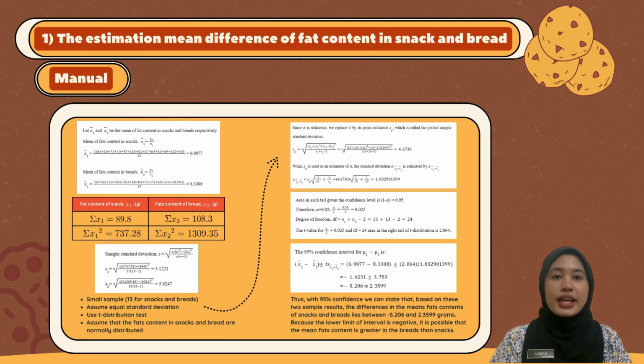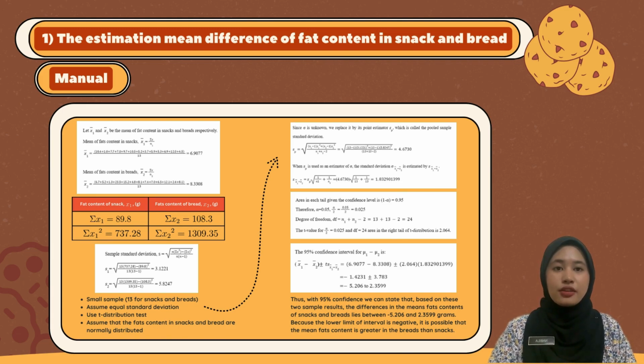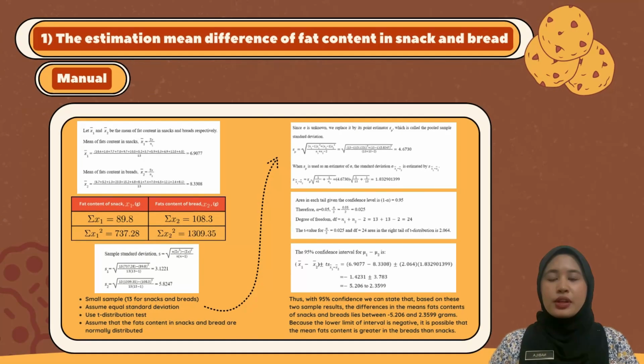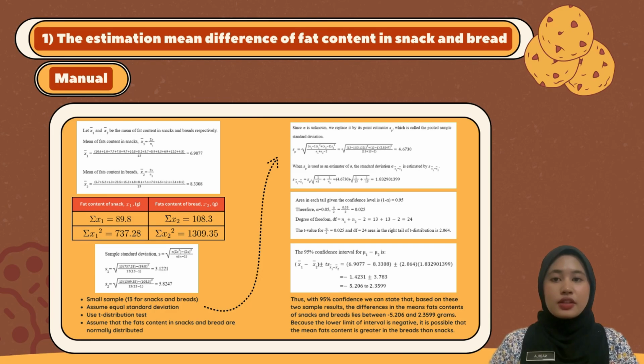Since the samples of bread and snack are small, which is both 13 for each of the categories, then we will use t-distribution test. Also, we assume that the standard deviation for snack and bread are equal, and we assume that the fat content in snack and bread are normally distributed. Since the standard deviation is unknown, then we replace it by the pooled sample standard deviation. Then we get 4.6730. Next, we will calculate the estimator of standard deviation by using the formula. Then we get 1.83. And then confidence level at 95%.